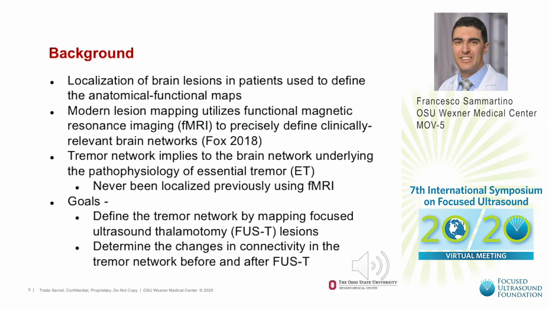The localization of brain lesions in patients is used to define anatomical functional maps. Modern lesion mapping utilizes functional magnetic resonance imaging to precisely define clinically relevant brain networks, as described in a paper by Michael Fox. Tremor network implies the brain network underlying the pathophysiology of essential tremor, and this has never been localized using functional MRI.